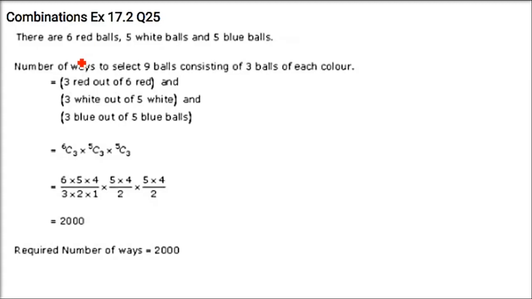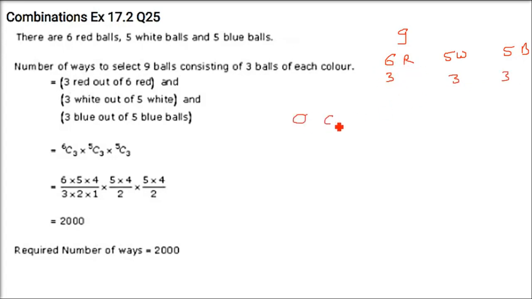Find the number of ways of selecting 9 balls from 6 red balls, 5 white balls and 5 blue balls if each selection consists of 3 balls of each color. So there are 9 balls, right? And 6 balls are red, 5 balls are white, 5 are blue, right? Now, each selection consists of 3 balls of each color. So whatever you select, the balls should be equal. So how do you select? In 9, 3 from here, 3 from here, 3 from here. You have to make it 9.